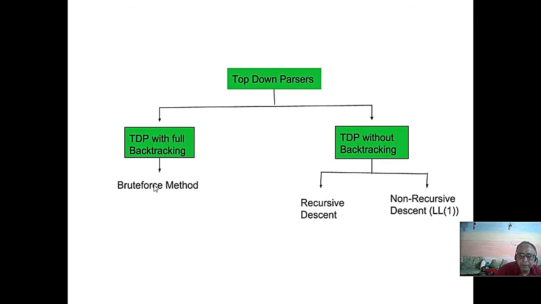What is the difference between the brute force method and recursive descent? In brute force methods, we do not modify the grammar at all. But if there is a left recursion, you know the rules. Left recursion means the same variable comes directly on the left side and directly on the right side. Say S goes to SAA, A goes to small a. The S comes on both sides, left side and right side. That is called direct left recursion, and there may also be indirect left recursion. S to A, A to small d S small c. Like this is indirect recursion.